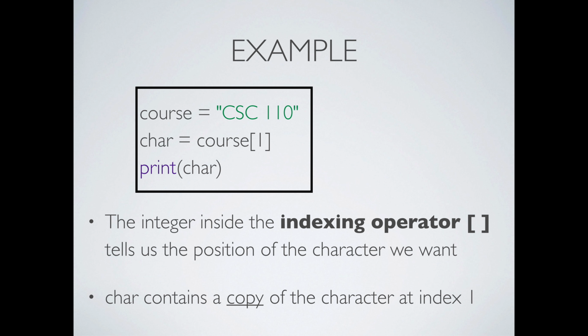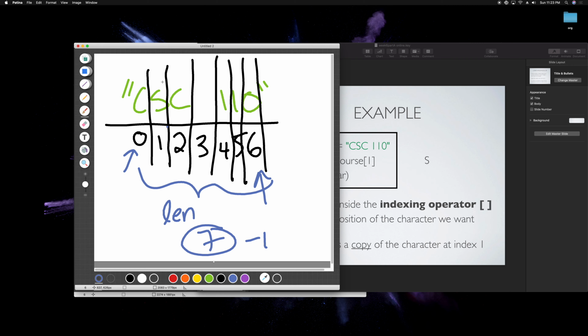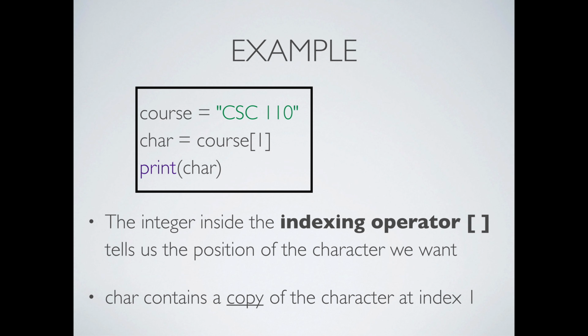Alright, so remember, the thing at index 1 is S. It's not C. So please do be careful about that. The indices, again, they start at 0. So if we're saying, hey, what's the character at index 1? That's really going to be the character that comes second. So again, indices start at 0. Next one will be 1, and so on.